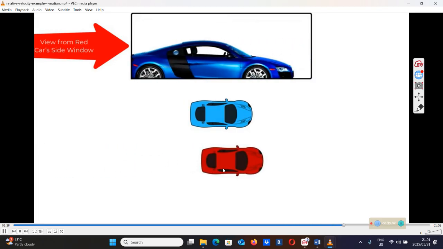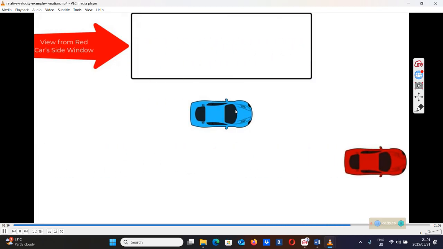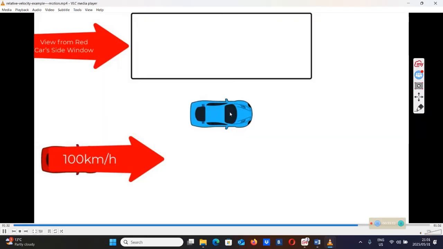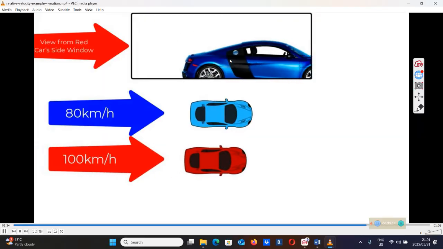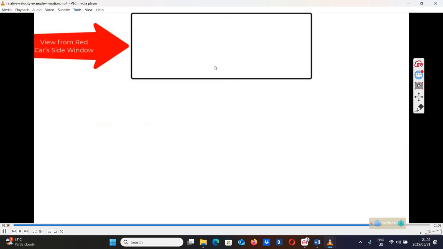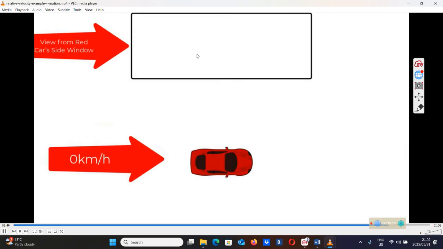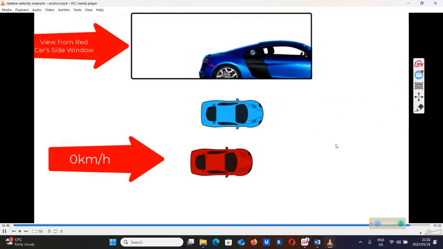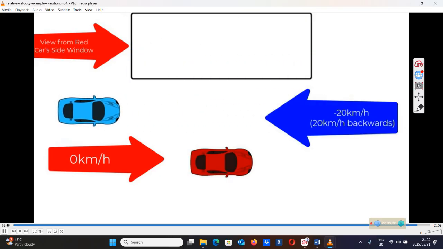Yeah, so this car is moving fast. This one is slow or it's static. So look at this mirror. That's what we're going to see. It will appear that this blue car is moving backward. So even though it's not moving backward, it's just moving slow or it's static.